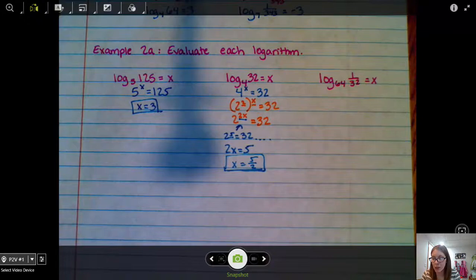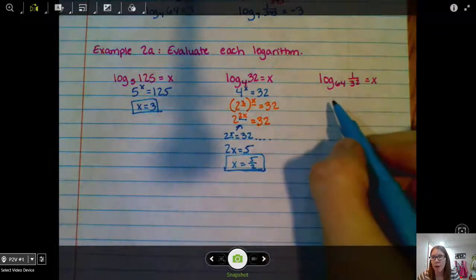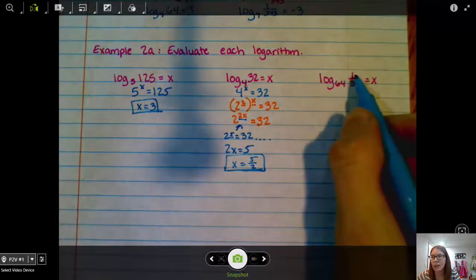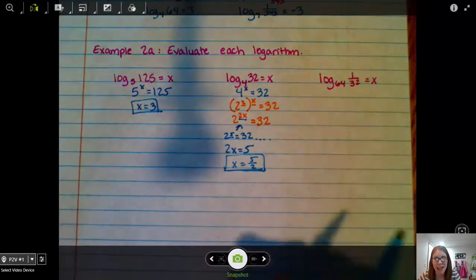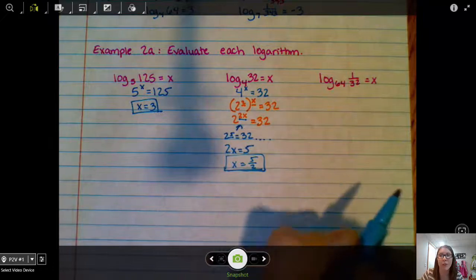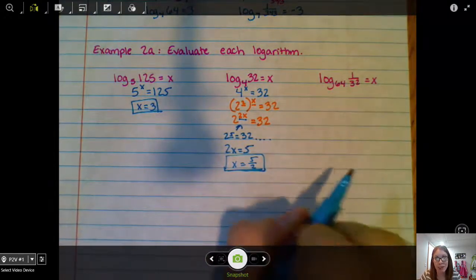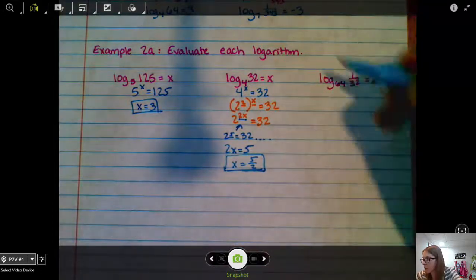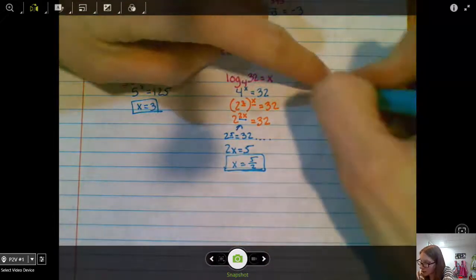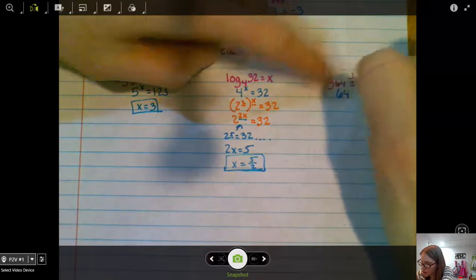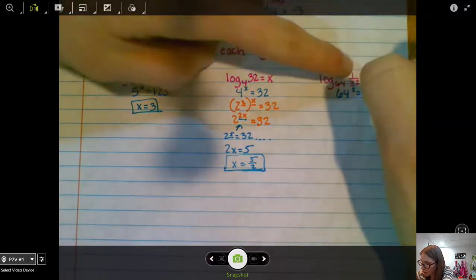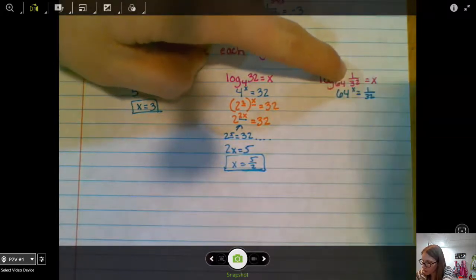Okay, this third problem that I've written is a very similar process. I have the log base 64 of 1 over 32 equals x. This looks messy for a few different reasons. Before I start freaking out about how messy this looks, let's think exponential form. 64 is my base. So 64 to the x power equals 1 over 32.